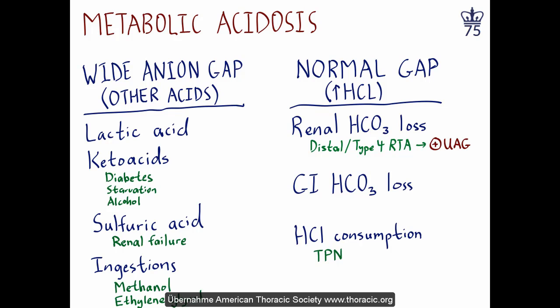And if the gap is appropriately negative, it implies that there's an extrarenal loss, for example, diarrhea, or there's proximal RTA. So just to recap, when you work up a patient with metabolic acidosis, you look at the gap. If it's wide, look at which acid is involved. Is it diabetes? Is it lactate? Is it kidney failure? Or is it a poison? If the gap is normal, look for a GI or a renal source of bicarbonate loss.